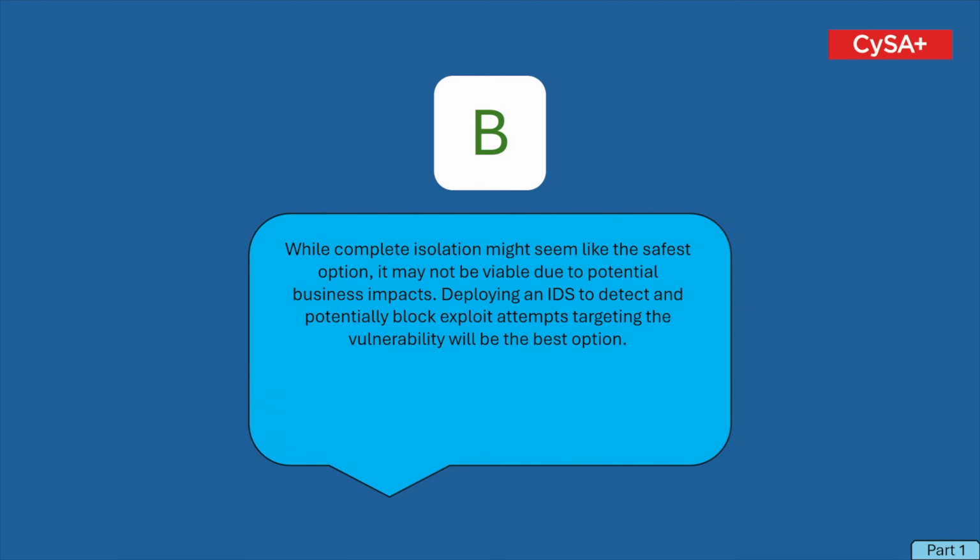Okay, perfect. While complete isolation might seem like the safest option, it may not be viable due to potential business impacts. Deploying an IDS to detect and potentially block exploit attempts targeting the vulnerability will be the best option.